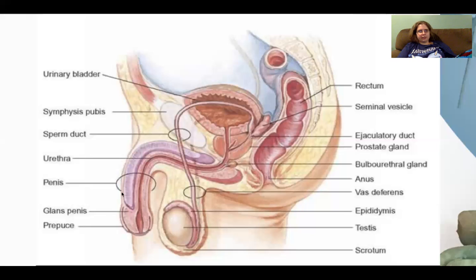And that's what this structure is here. You can see the thicker tissues. Those are the contractile tissues that will engorge with the blood, which is what will allow for the erection.